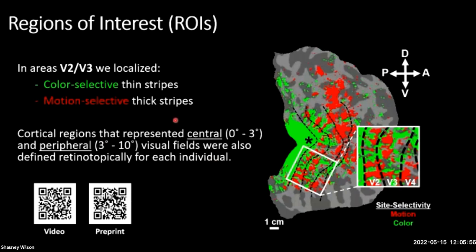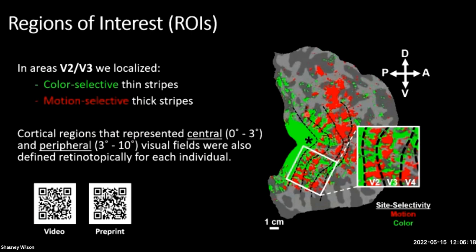We localized thin stripes based on their color selectivity and thick stripes based on their motion selectivity. We also divided visual areas into a central part and a peripheral part based on subjects' own retinotopic mapping. Here you can see an example from one stereo-blind amblyope.